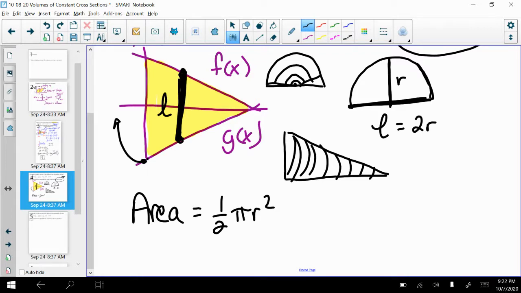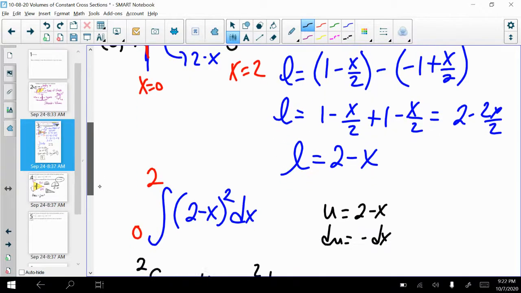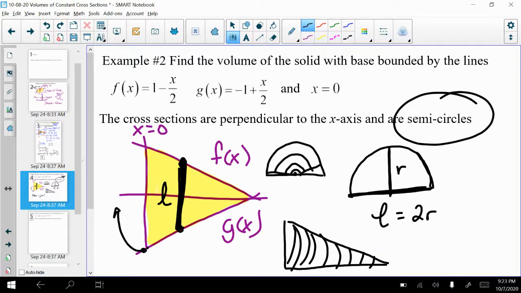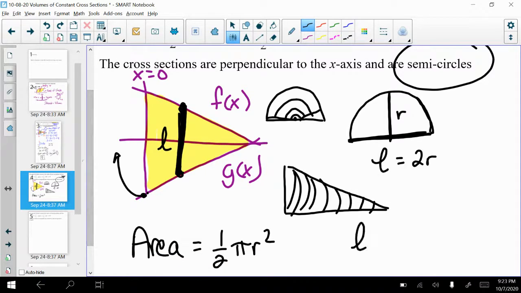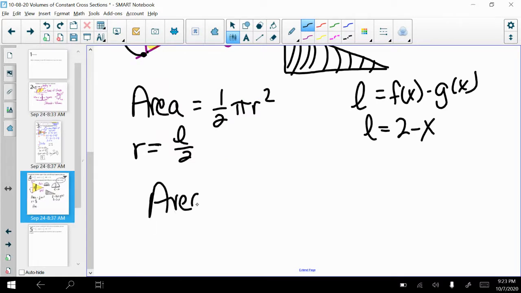Now, I found L a minute ago because we were using the same area, right? And so that distance across we found was f minus g, which we simplified to be 2 minus x. So L is our f of x minus our g of x, which is 2 minus x. So R is going to be L over 2. You follow that? So our area is going to be 1/2 times pi times (2 minus x over 2) squared.